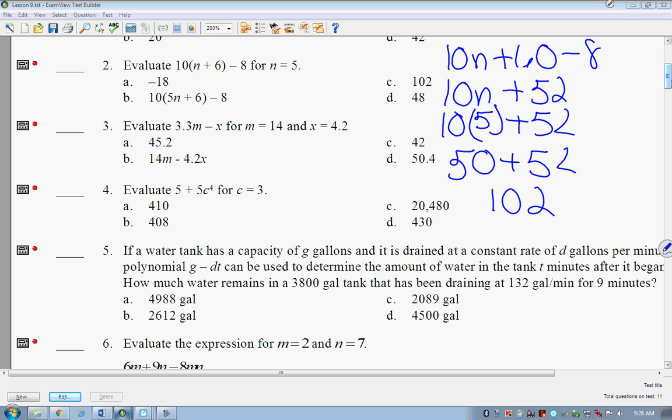Which one of those required fewer steps, actually? The first one took fewer steps. Second one took fewer steps.